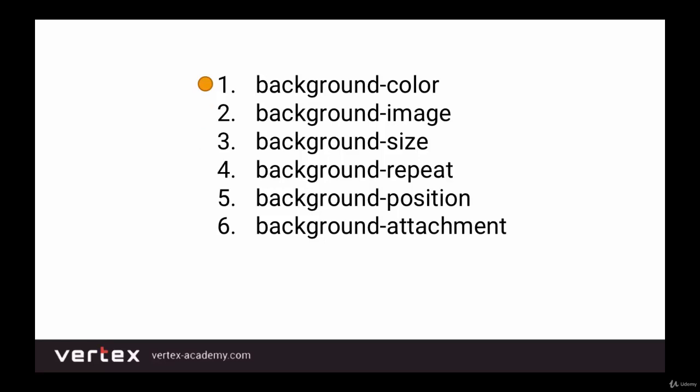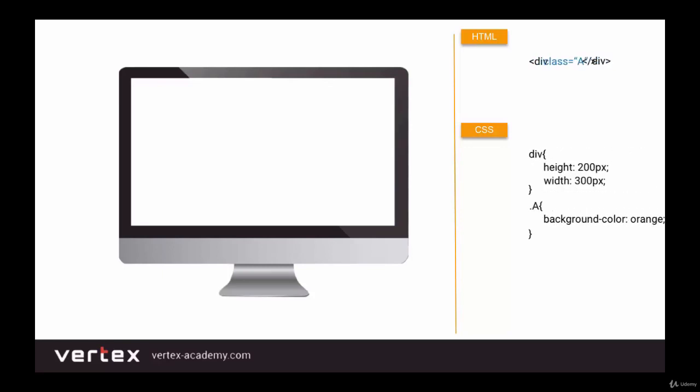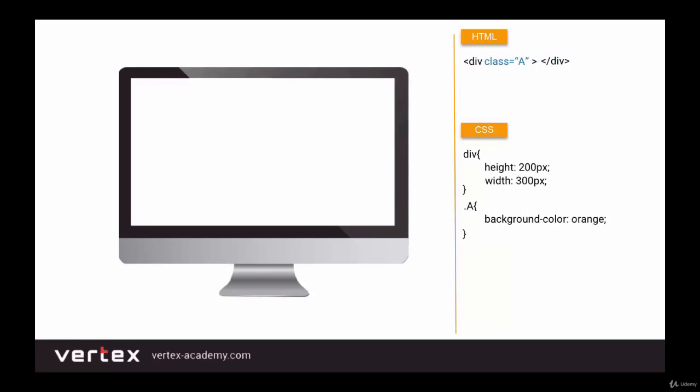Since you already know how this property works, I'll just quickly remind you how it's used. Let's say we create a div with the class A in HTML, and in CSS we specified the width and the height of the div, and by using background color, we set the background color of the div to orange. As a result, we got this orange div. This means that by using background color, we can set the color of the background.